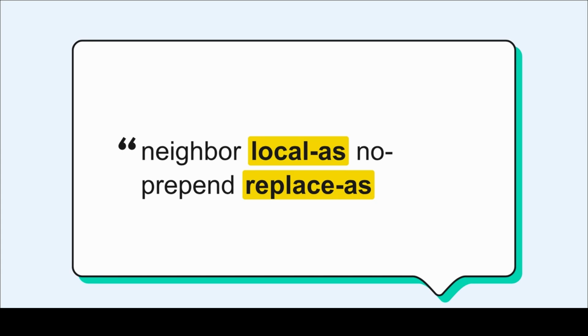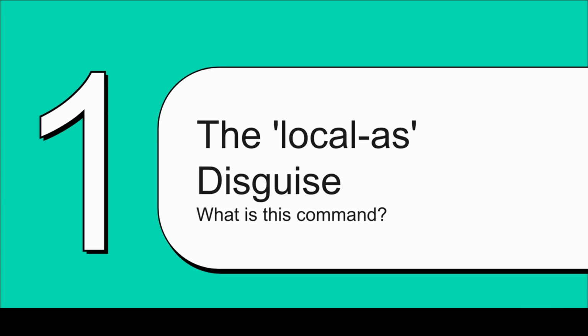I mean, look at it. It's a total mouthful, isn't it? You've got local-as, then no-prepend, and replace-as all jammed together. It looks super intimidating. I get it. But hey, stick with me here. By the time we're done, we're going to unravel this whole mystery, and you'll know exactly what every single piece of this puzzle does.